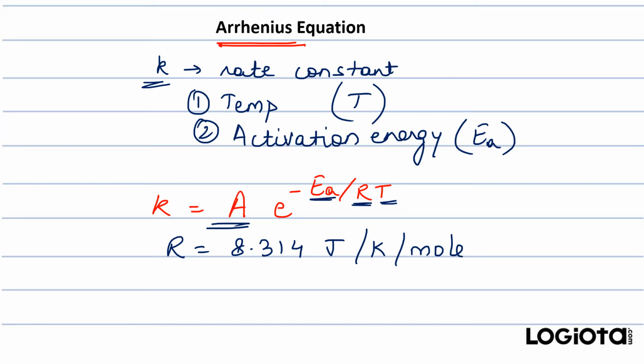If we are doing an experiment, we keep on changing the temperatures and we note the value of the rate constant. After that, we make a plot out of it, and from that plot we can calculate capital A and EA. So let's see how we can do that. The equation is k is equal to A e raised to the power minus EA over RT.